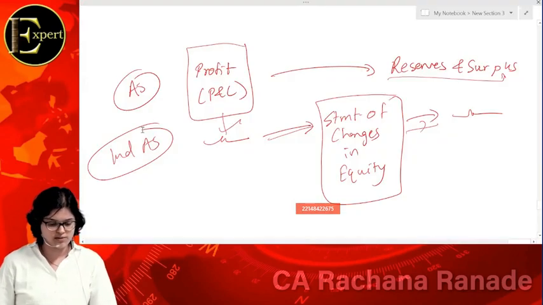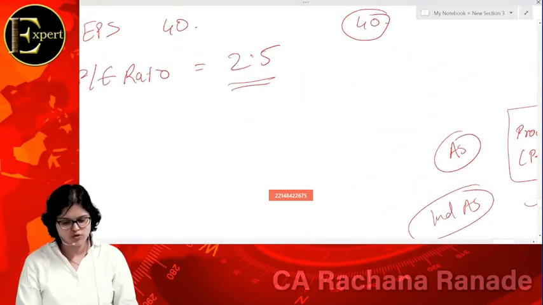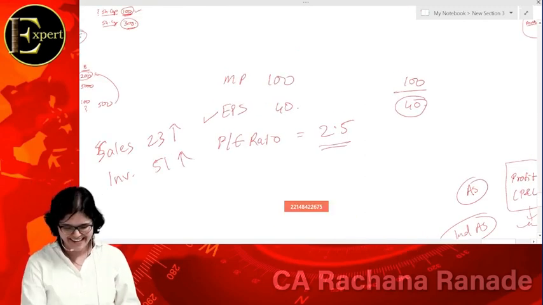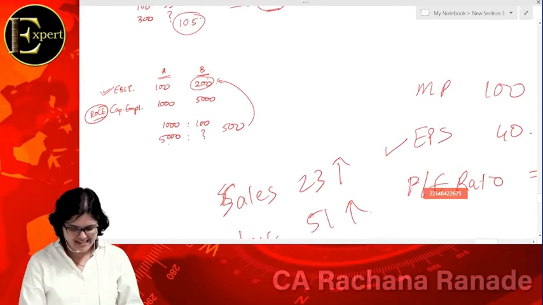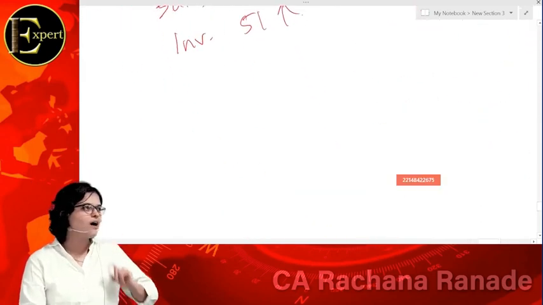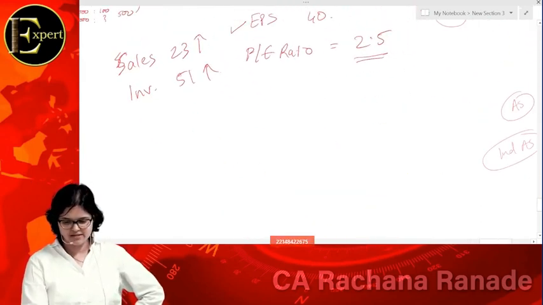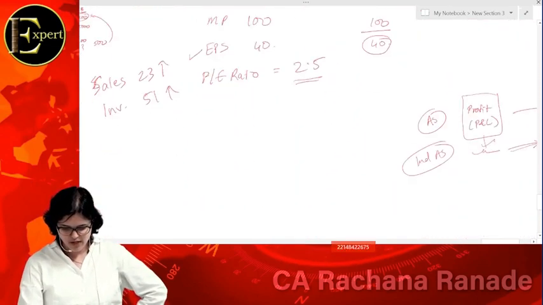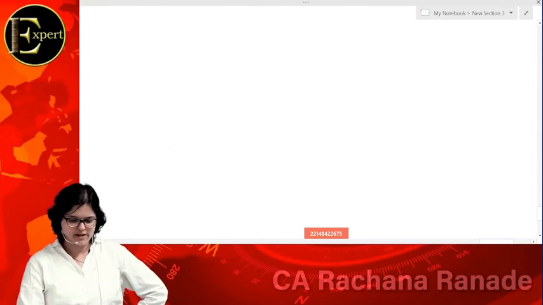Now let us go back to the concept of book value. Interest, only the interest element, nothing else. Only the interest element. Okay. So let us go back to our discussion now.